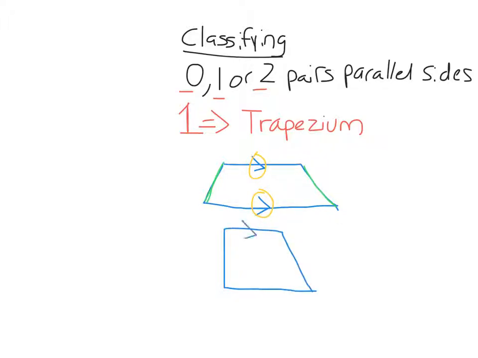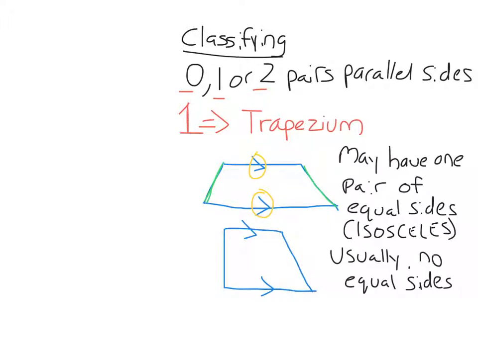So it has one pair of parallel sides. Once again, there's not necessarily any equal sides. A trapezium may have one pair of equal sides, but usually doesn't. So if it does have a pair of equal sides, we call it an isosceles trapezium, just like we called a triangle with two equal sides an isosceles triangle. So if it has two equal sides, it'll be those two there.